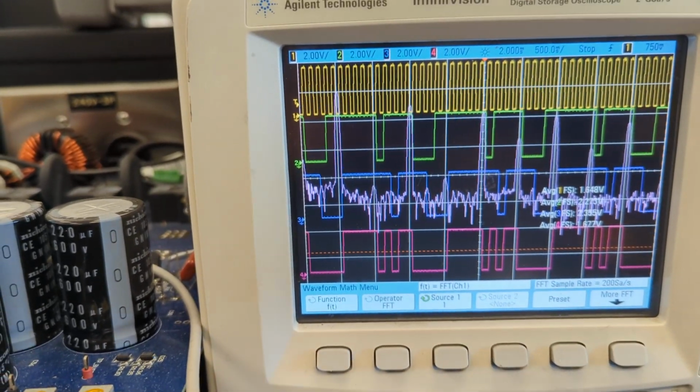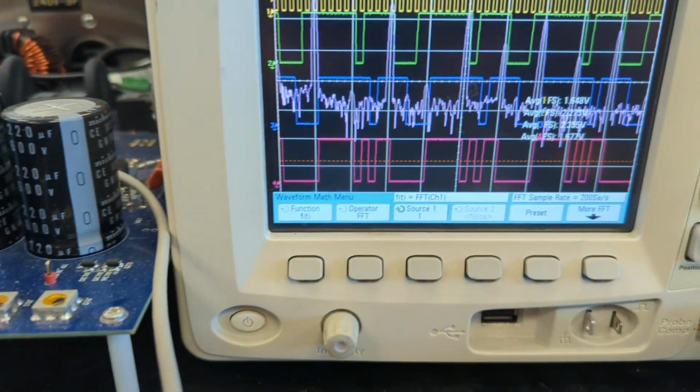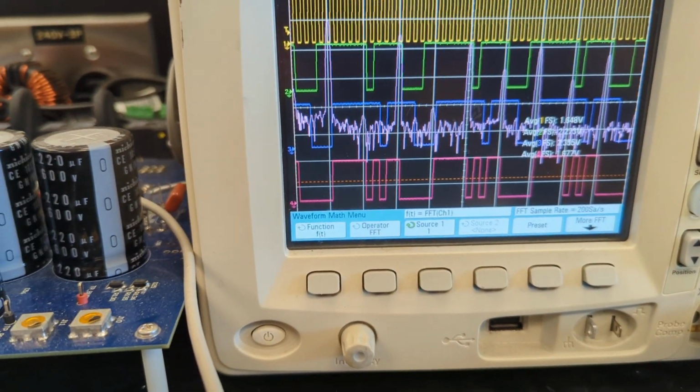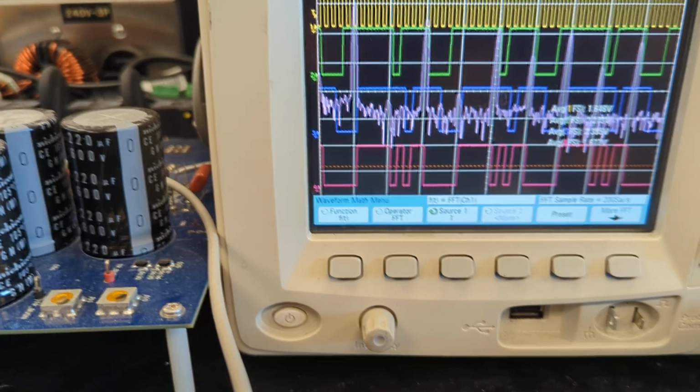So if I turn on the FFT, right now it's on the clock, and you can see these big harmonics, right? That noise can actually cause noise that you can hear.